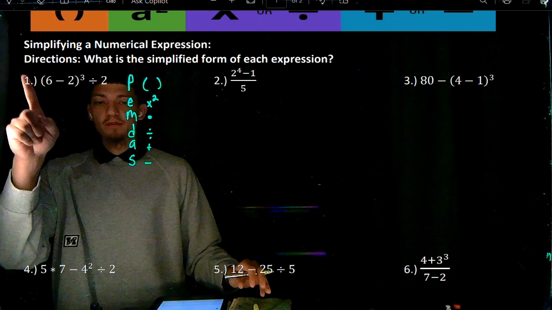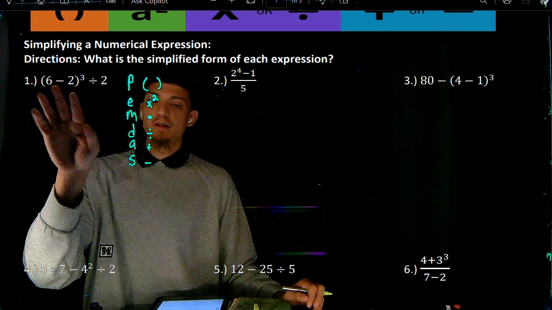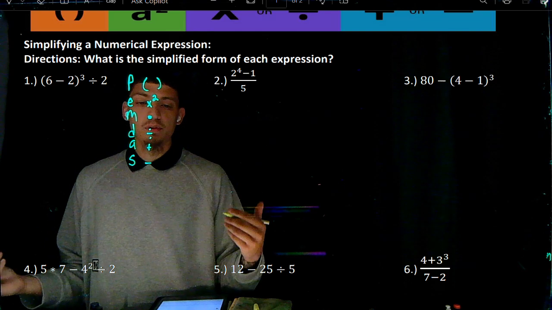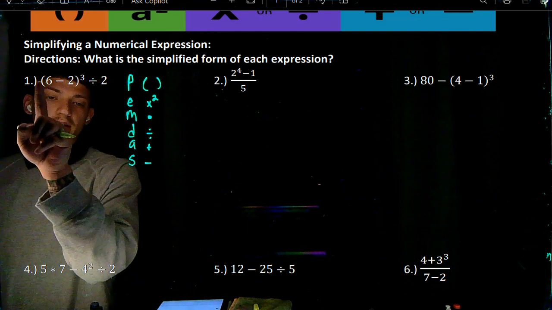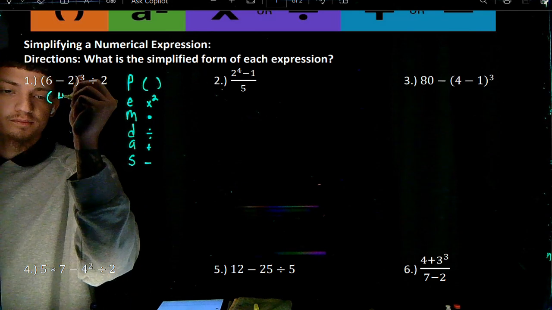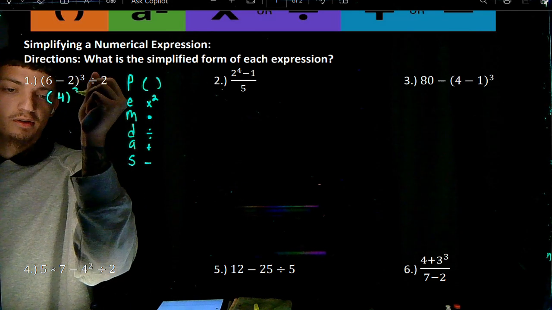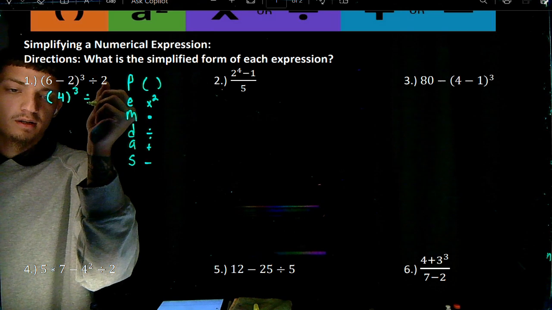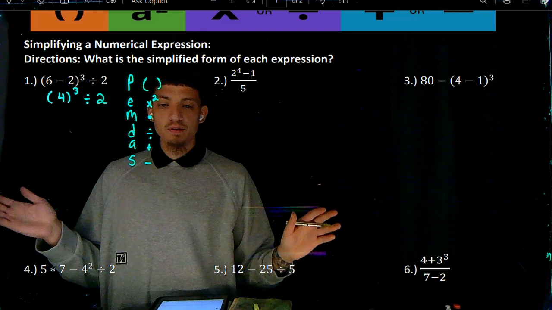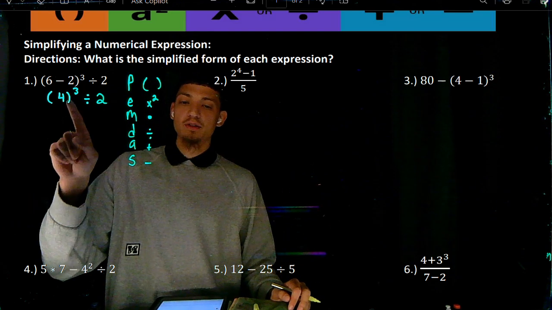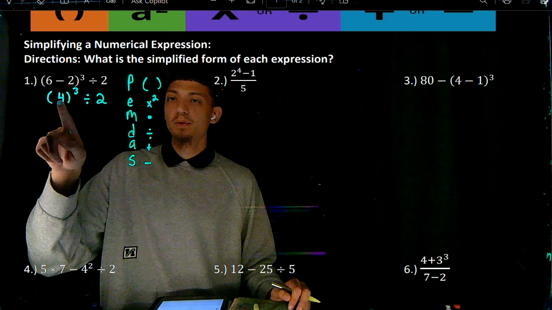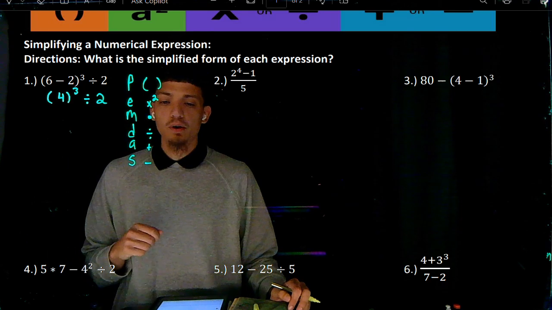When solving left to right, the first thing we have is parentheses. We must solve everything inside the parentheses before we move on with the rest of PEMDAS. I see we have 6 minus 2, and 6 minus 2 is 4. Then we have the cubed power on that, divided by 2. And then we're done with parentheses. There's nothing else to solve inside them, we just have a single numerical value, which is 4. Now we have to do our exponents.